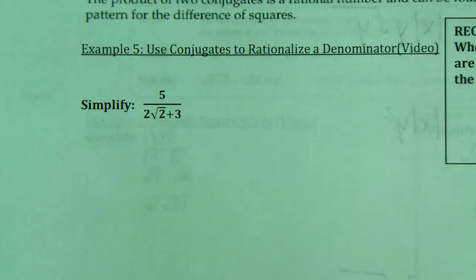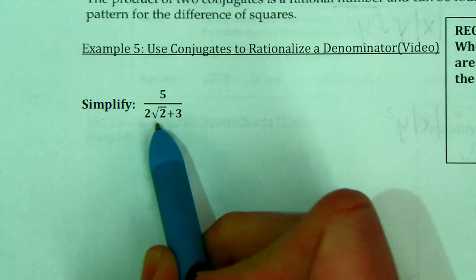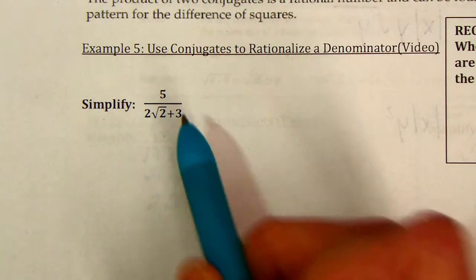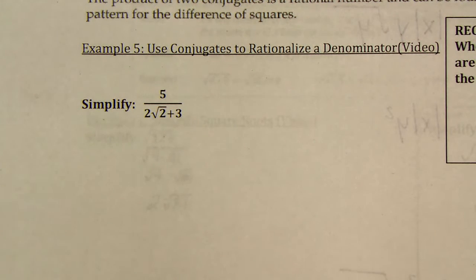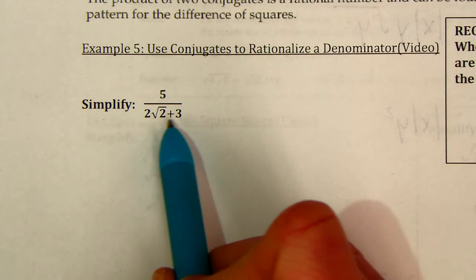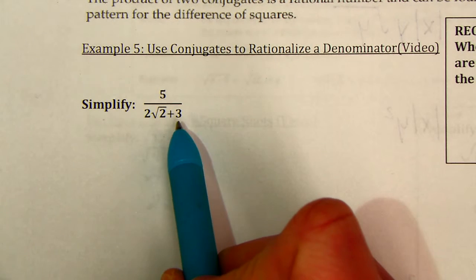So I can't just multiply by the square root of 2, because that would cancel this one, but then the 3 would become 3 times the square root of 2, so it wouldn't get rid of the radical. So we have to actually use more algebra.